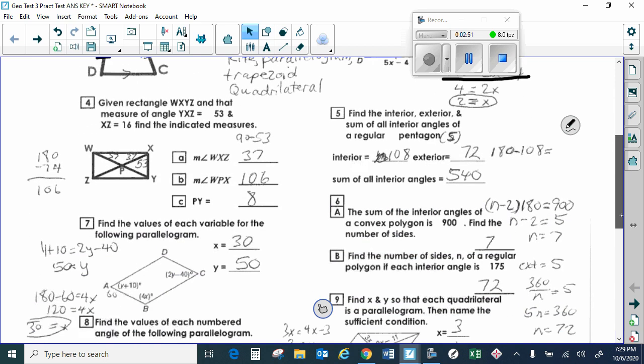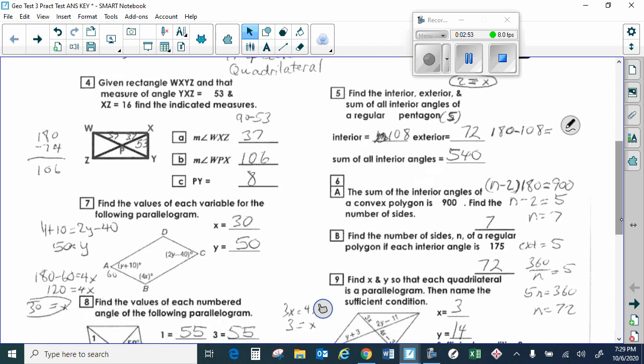Okay, number 4. Given rectangle WXYZ and that the measure of angle YXZ is 53, so I put that right in there. And the length of XZ, that's the entire diagonal, is 16. Remember, it's a rectangle, so what do you know about the diagonals of a rectangle? They are congruent. So if XZ is 16, so is WY.